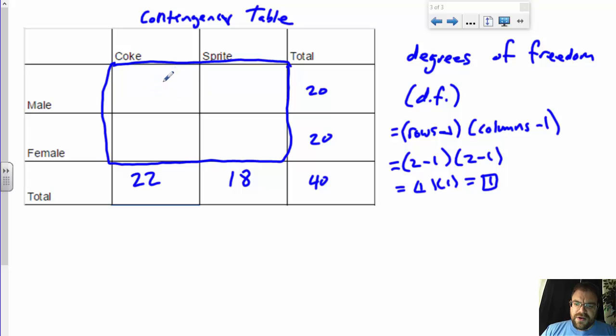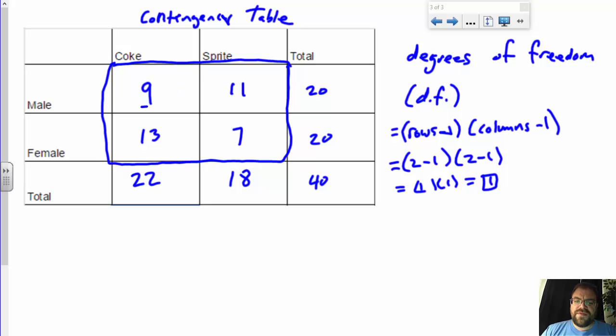So if I declare that we have, let's say, 9 males that prefer Coca-Cola, once I put this value down, I know all the rest of them. I know that 20 minus 9 has to be 11. Now that I know this is 11, I know 18 minus 11 is 7. And now that I know this is 9, I can say 22 minus 9 is 13. So once I put this value down, I know the rest of them.